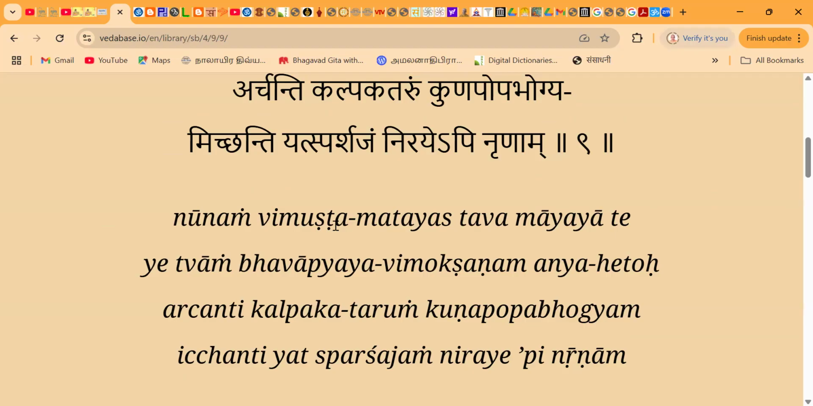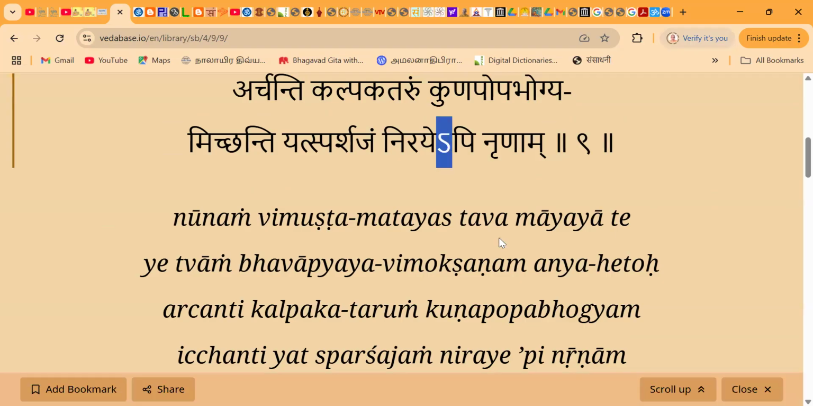When the akara disappears, you put the avagraha mark. This is the avagraha mark. In English transliteration, the avagraha mark is represented by a quotation mark before. There is no extra pronunciation for that. Nirayepi nrinam, like that only you pronounce. But when you do sandhi vicheda, it is niraye, api, and then nrinam.